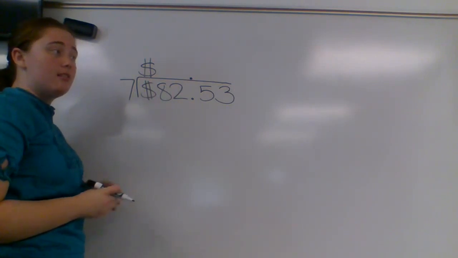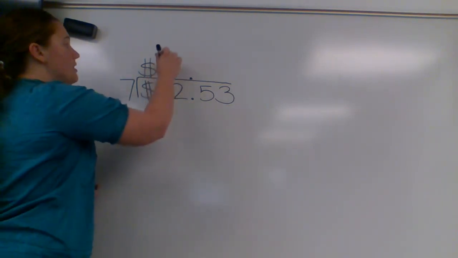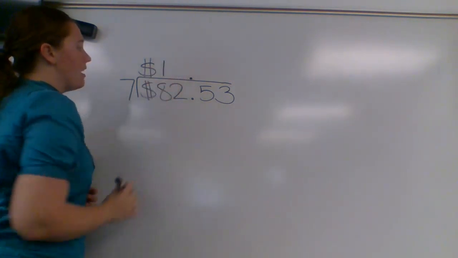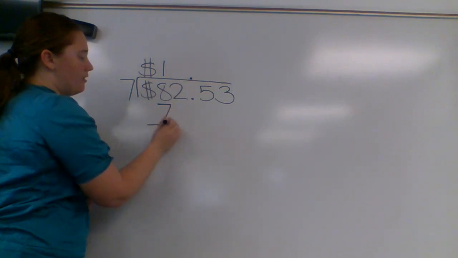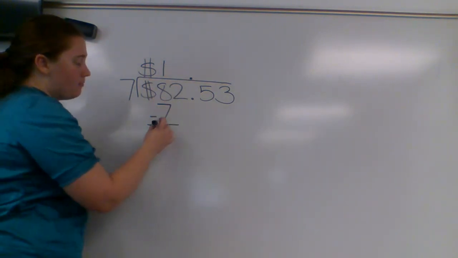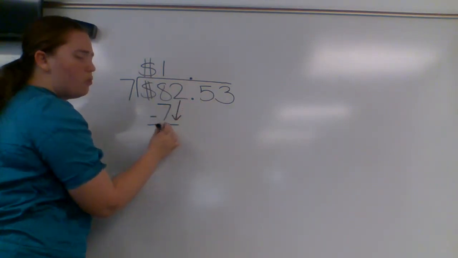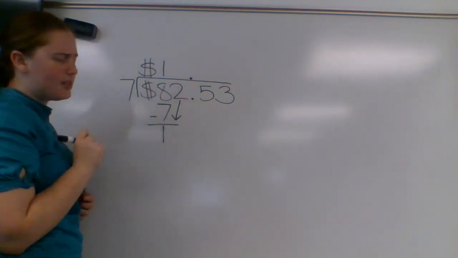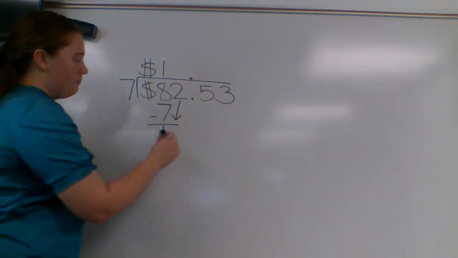Well, I know 7 times 1 is 7, and that's really close to 8, so let's use that. We'll say 7 will go into 8 one time. 1 times 7 is 7. 8 minus 7 is, easily, 1. Bring down the 2. Ooh, before I bring down the 2, we need to do something. 1 is smaller than 7, so that's a good comparison.